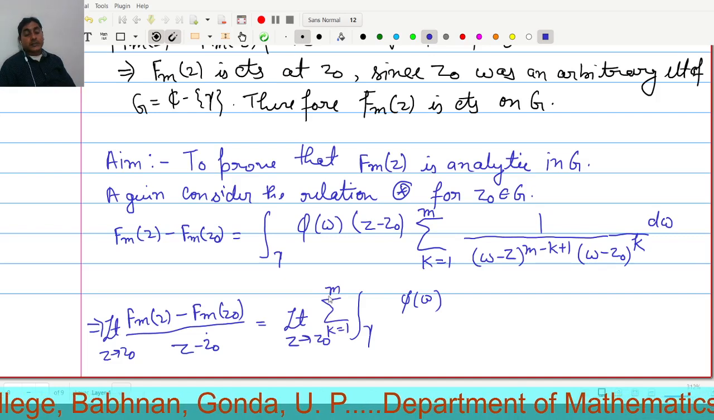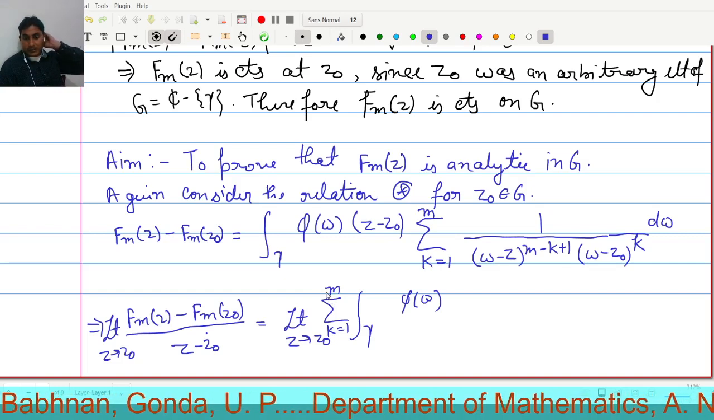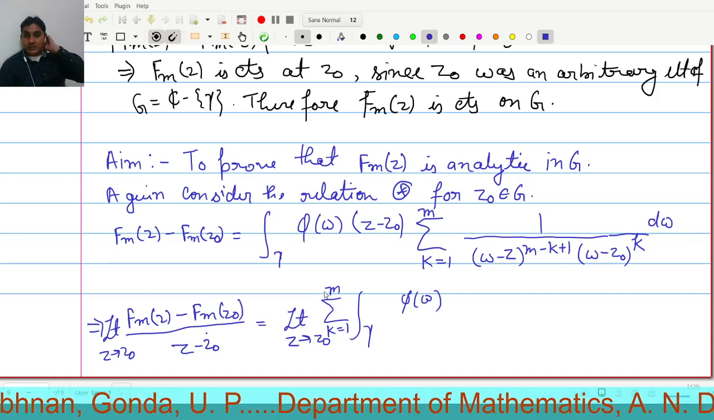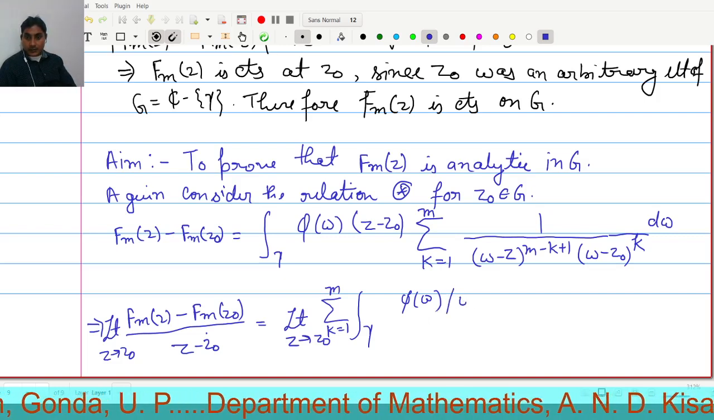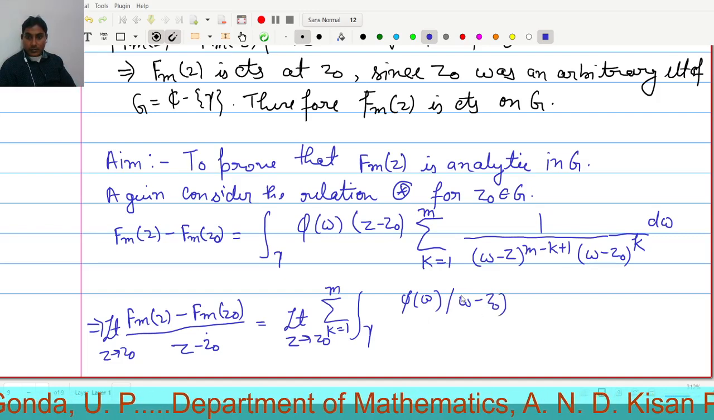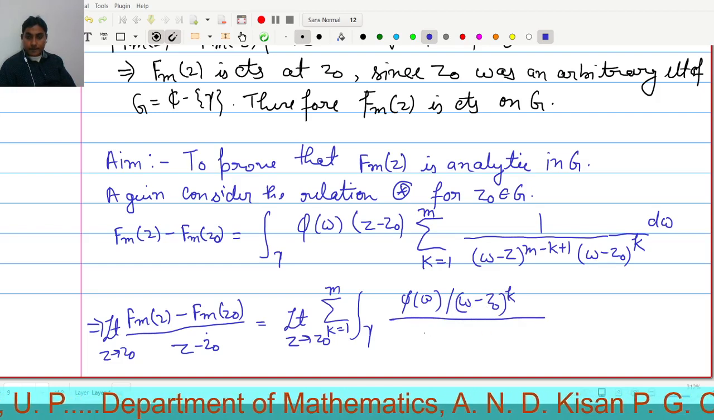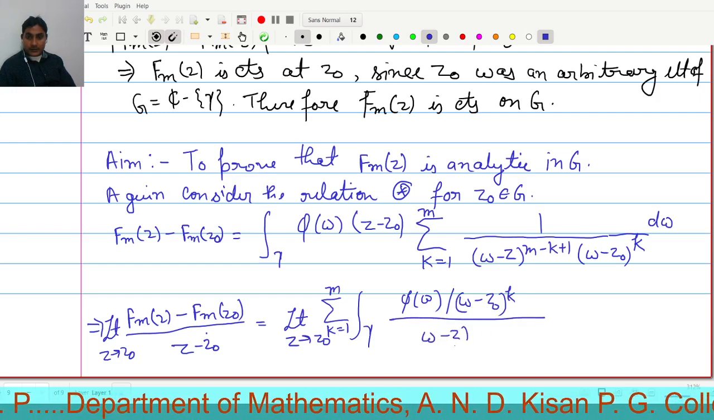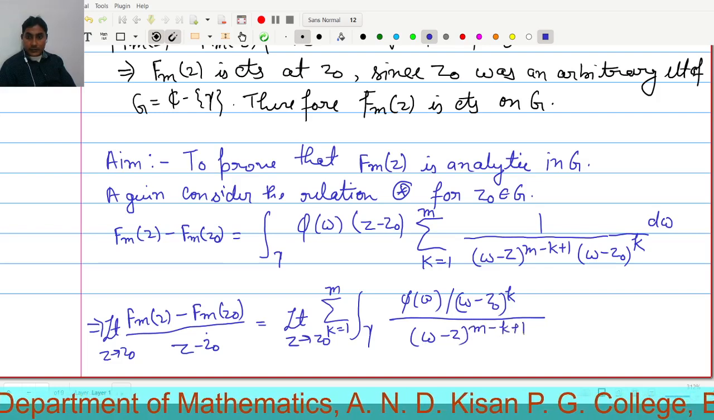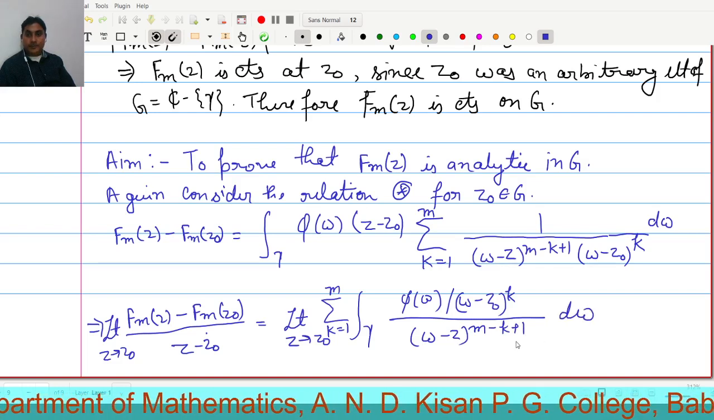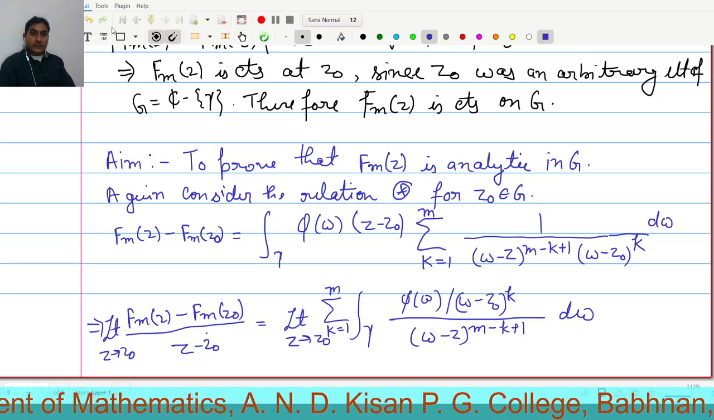So if it is not a finite summation, then things become complicated, but here we have a finite summation, so that's why there is no problem. And also we can take upon (w minus z naught) to the power k, then whole upon (w minus z) whole to the power m minus k plus 1 dw.